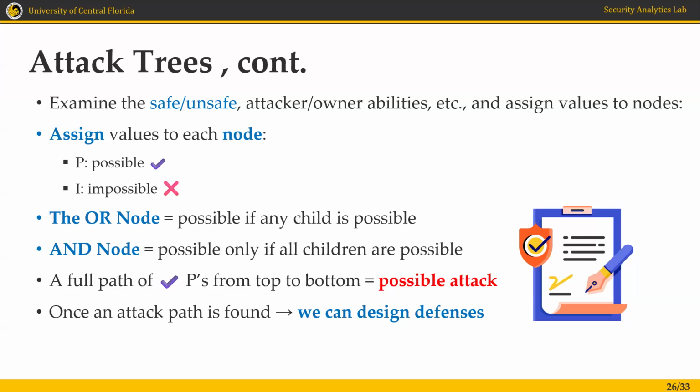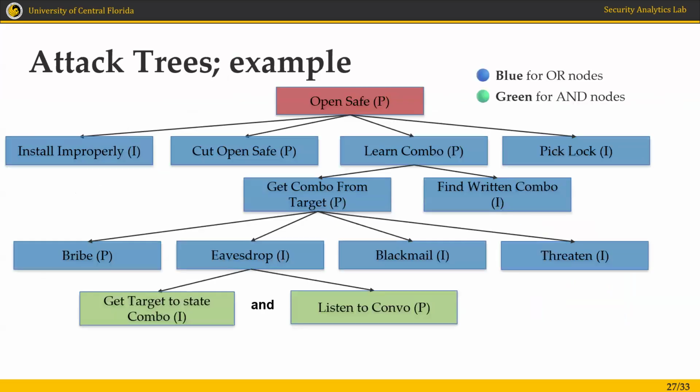So a full path of possible from top to bottom is a possible attack that we can have. So once that is found, we can design defenses. So here's an example of that. We have blue nodes, or the blue boxes, that are OR nodes, and the green ones are ANDs, meaning that both need to be achieved for the attack to work.